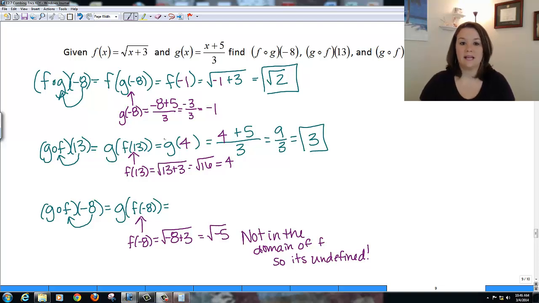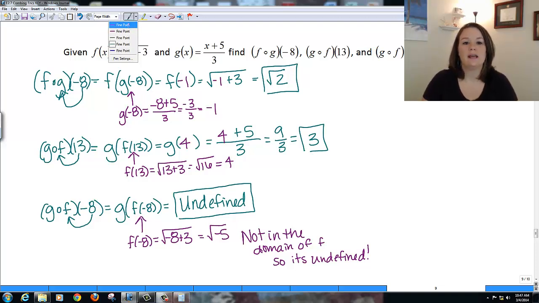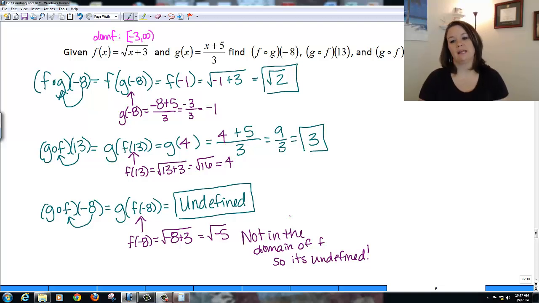Okay, if it's something I can't evaluate, then the solution to this is just undefined. I can't plug in a value into something that's not there. Or in other words, if I look up here at my f function, notice my radicand would have to be nonnegative. So the first value of x I could plug in here is -3. So here my domain would be -3 to infinity. And this problem was asking me to plug in -5, which is not from -3 to infinity, so I can't evaluate it. So we leave it as undefined.